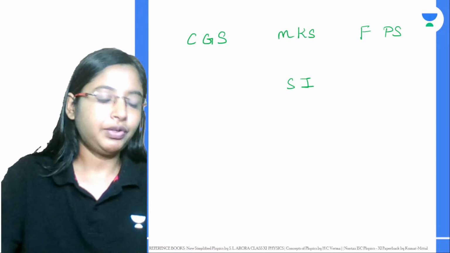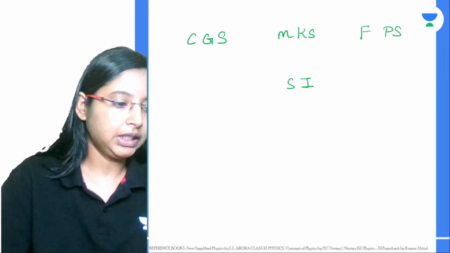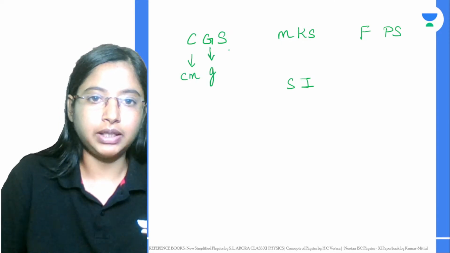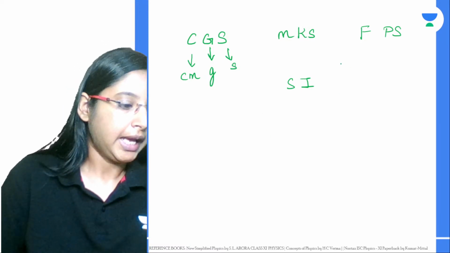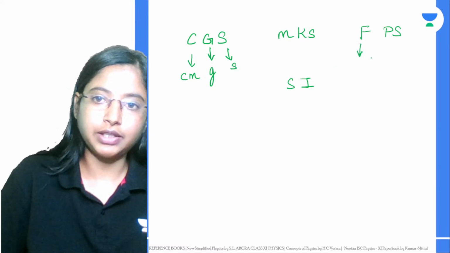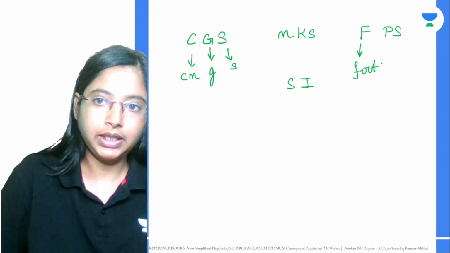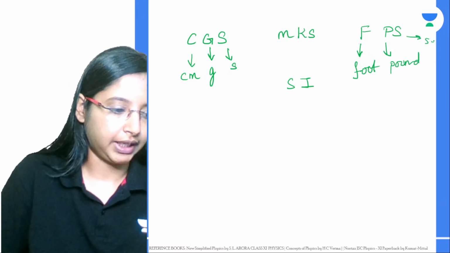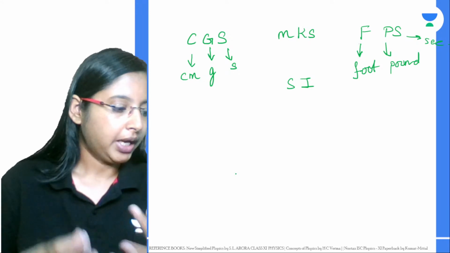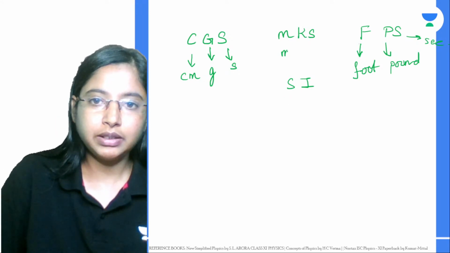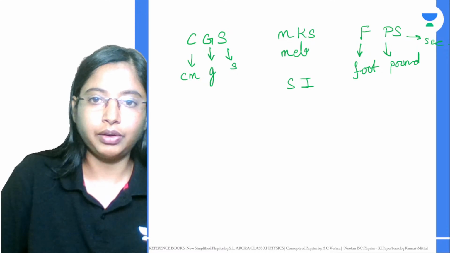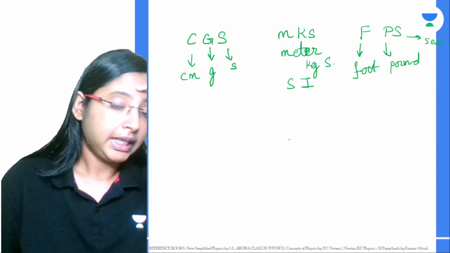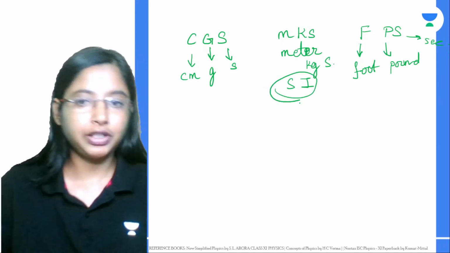Whenever you're talking about the CGS system of units, C stands for centimeter, G stands for grams, and S stands for seconds. FPS is basically followed by the British. F stands for foot, P stands for pound, and S is again for seconds. Now the MKS system of units is meters, kilogram, seconds.